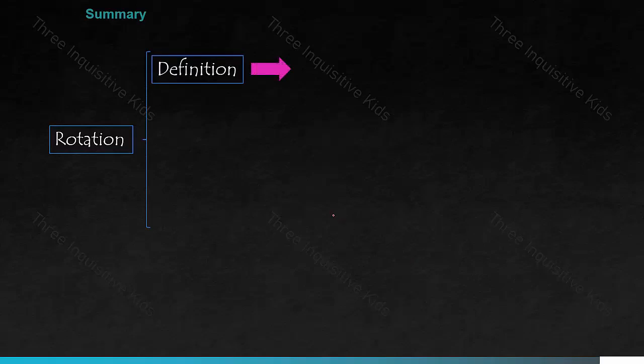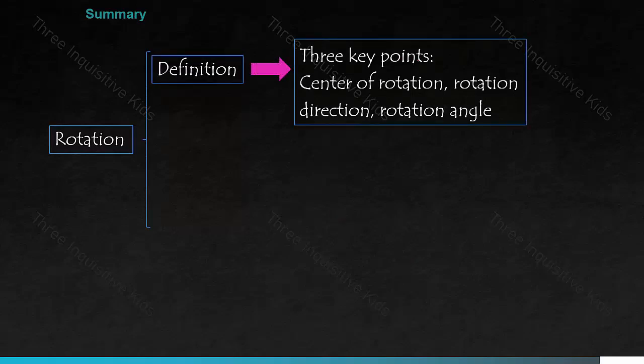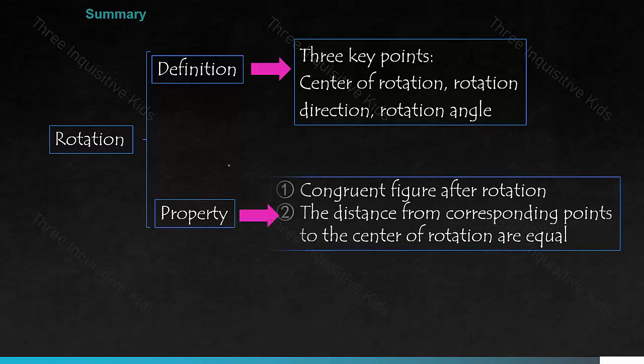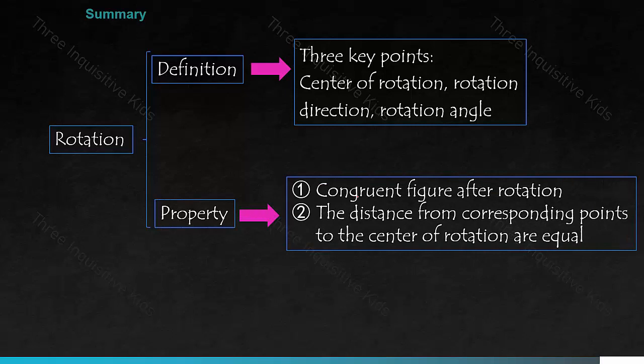Class summary. Today we learned about rotation. We learned what its definition was. It has 3 key points: the center of rotation, the rotation direction, and the rotation angle. And we learned that the figure is congruent after rotation because this is a rigid transformation, and the distances from corresponding points to the center of rotation are equal.